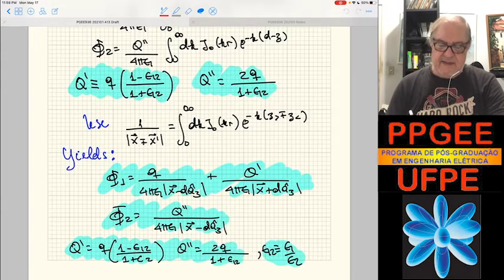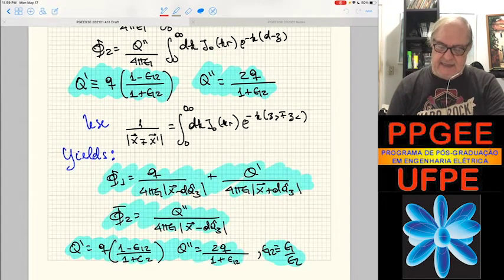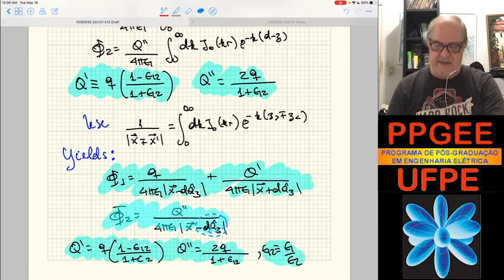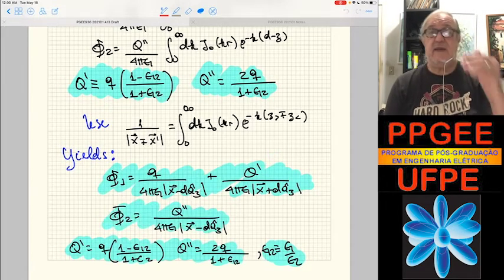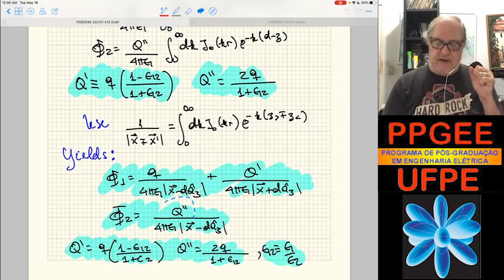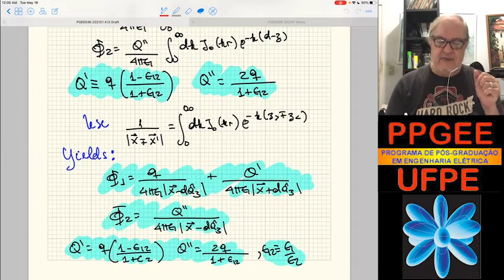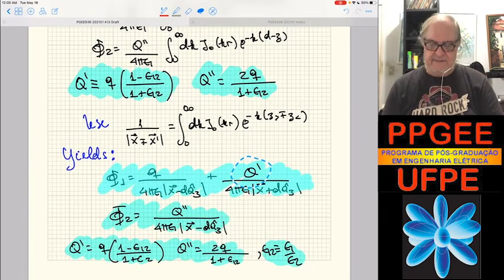At the same time, the solution on the lower hemisphere is that due to a second image charge, on the upper hemisphere located at the same location of the original charge. Okay? So in the lower region, it's as if we had a charge q2 prime only. In the upper region, it's as if we had that original charge plus a fictitious charge in the lower hemisphere.